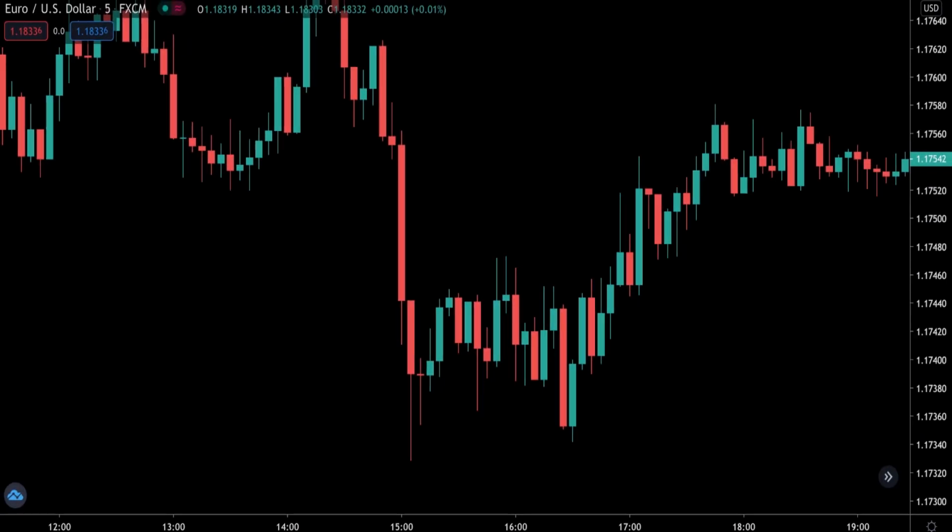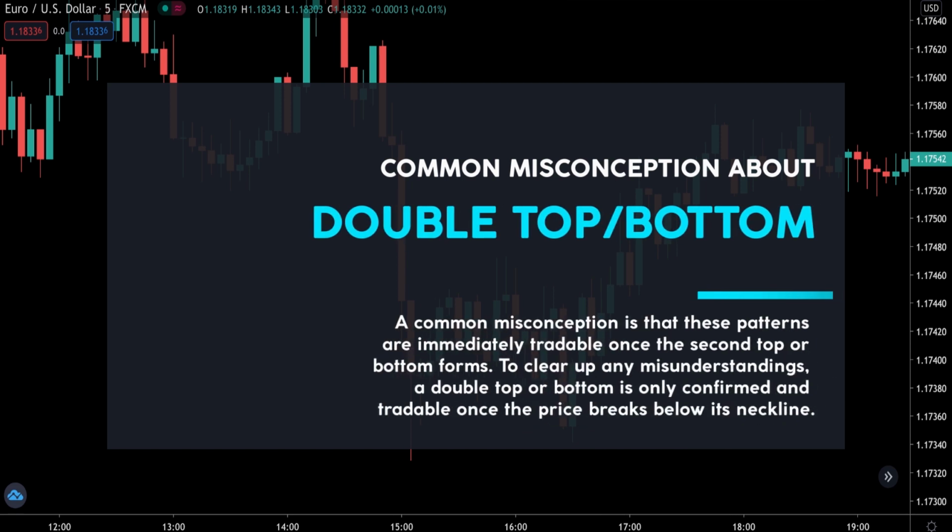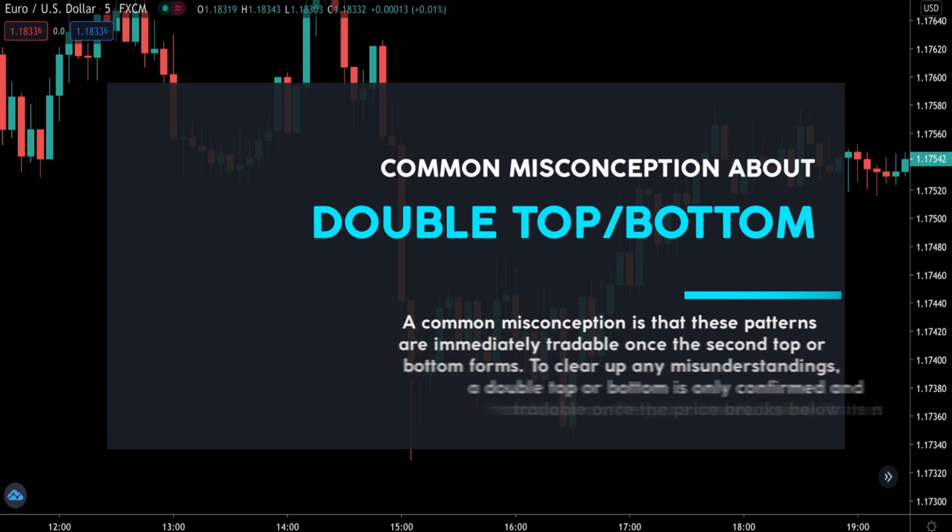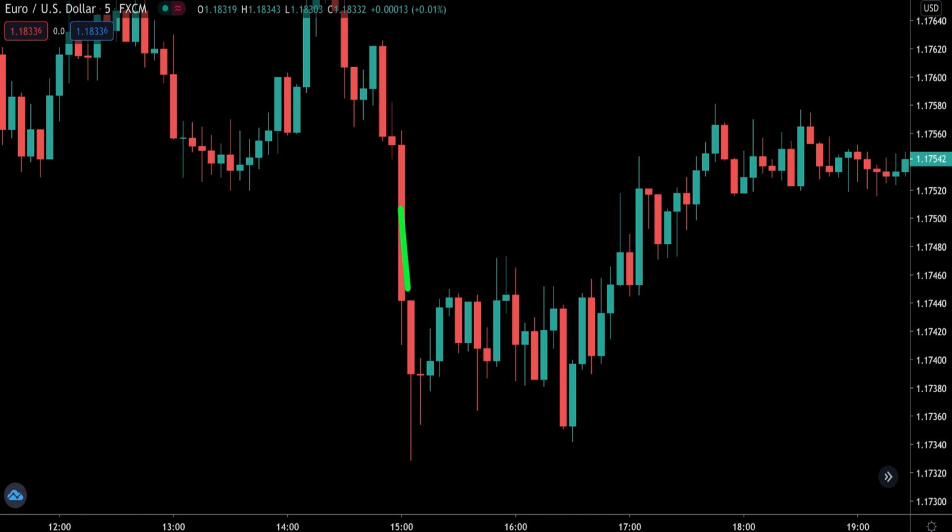A common misconception is that these patterns are immediately tradable once the second top or bottom forms. To clear up any misunderstandings, a double top or bottom is only confirmed and tradable once the price breaks below its neckline. Here's an example to illustrate this point.